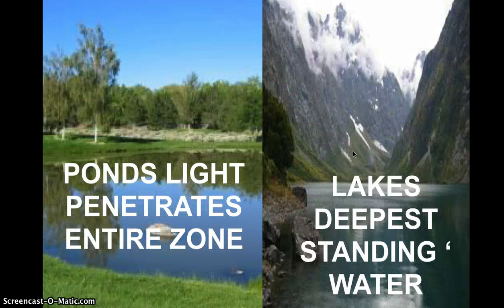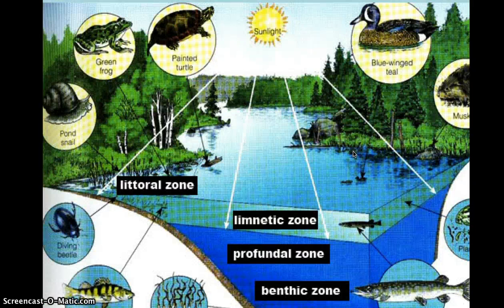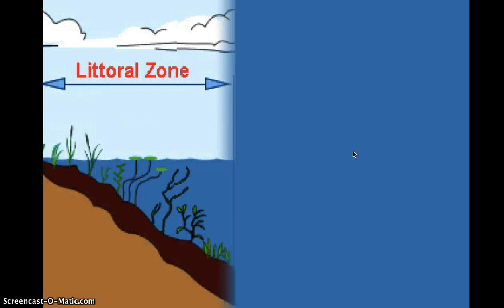Then you've got ponds, and here it's a little bit different because we're going to talk about light zones with the lakes, because if there's a deep lake, then light zones exist in this lake. And here's an image of those, and I'm going to go over them for you.